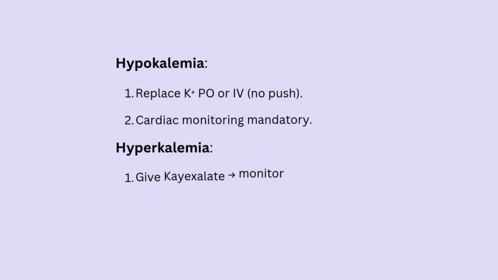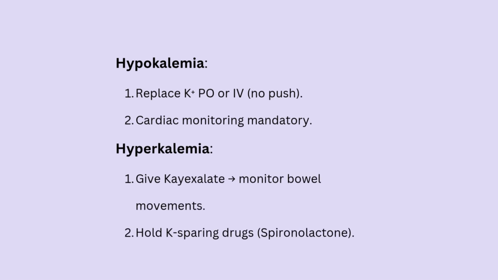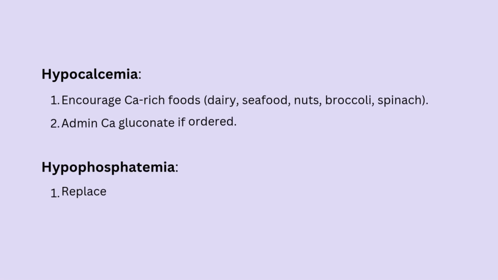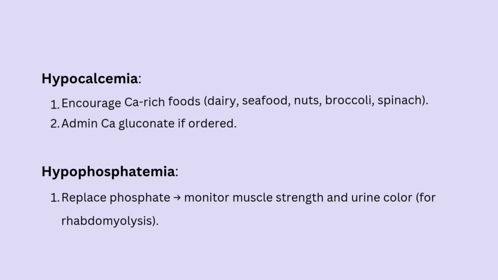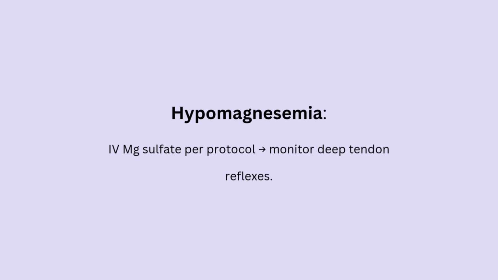For hypokalemia, replace potassium either orally or intravenously, but never as a push. Always use a pump and continuous cardiac monitoring. For hypocalcemia, give calcium gluconate and encourage calcium-rich foods such as dairy products, seafood, nuts, broccoli, and spinach. For hypophosphatemia, administer phosphate supplements and monitor muscle strength and urine output. For hypomagnesemia, replace magnesium sulfate intravenously and monitor reflexes for improvement.